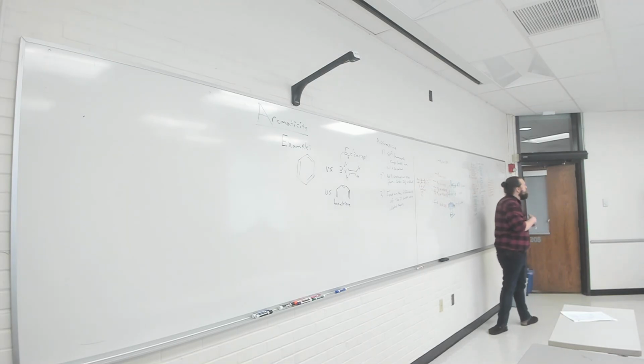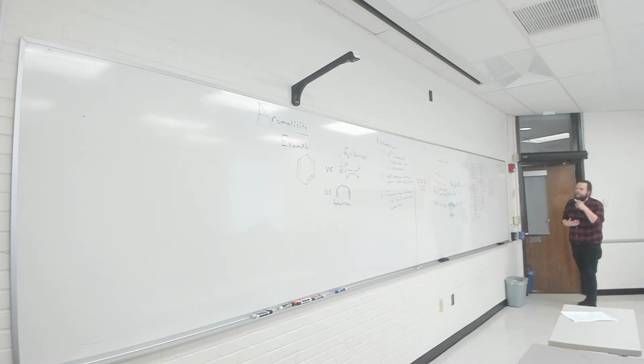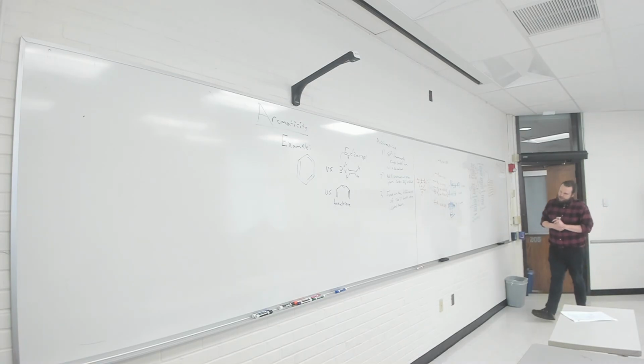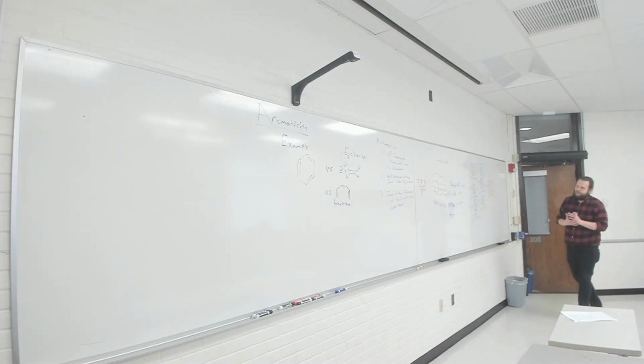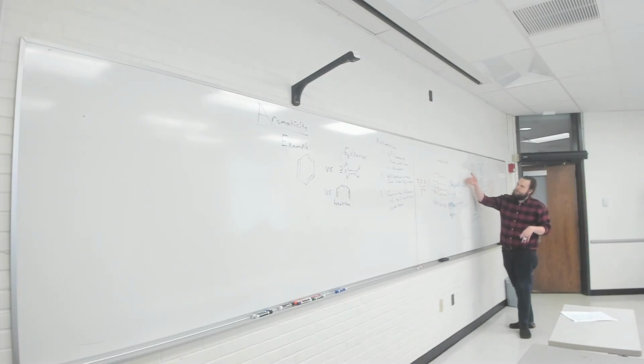The more nodes you have, generally the higher energy your orbital is. That's because it's less bonding. Here you can share these electrons with all the atoms constructively. That's very stabilizing. But as we start to go up, we get more nodes.